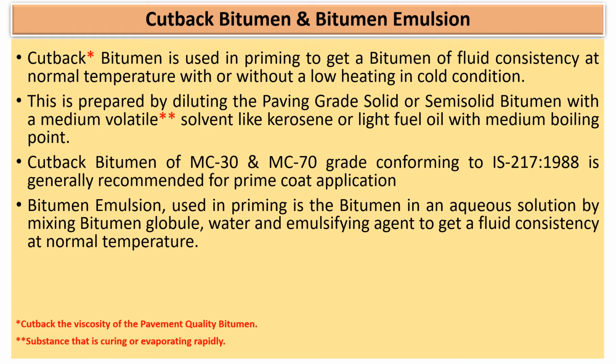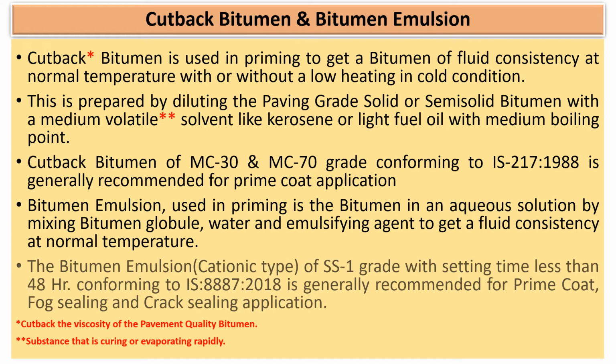Coming to bitumen emulsion, which is commonly preferred by most pavement construction engineers in priming application, it is a bituminous aqueous solution made by mixing bitumen globules, water and emulsifying agent in proper proportion to get a fluid consistency at normal temperature. The SS1 grade bitumen emulsion of cationic type conforming to IS 8887, with a setting time less than 48 hours, is generally recommended for priming application over the base course.